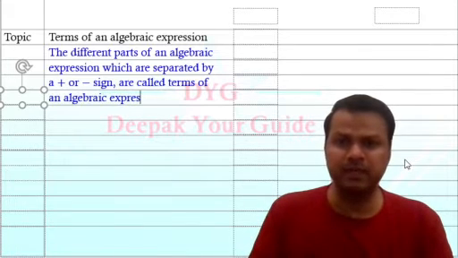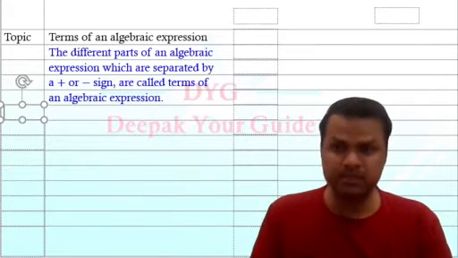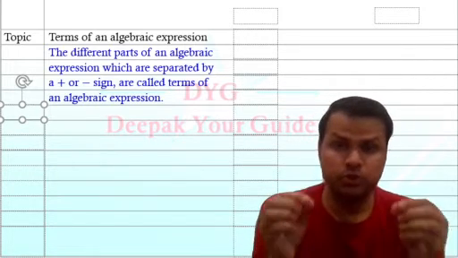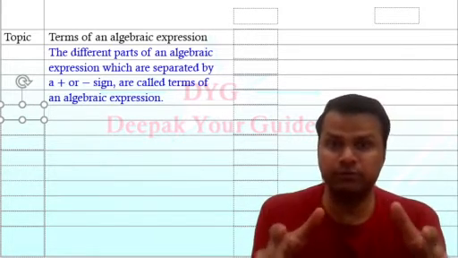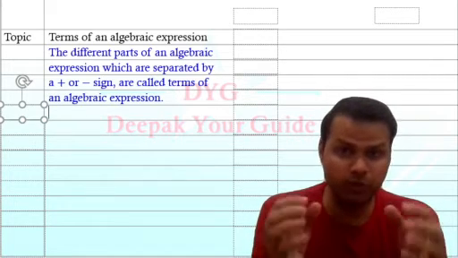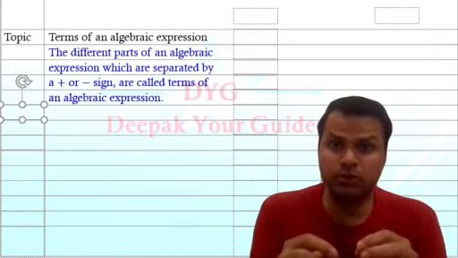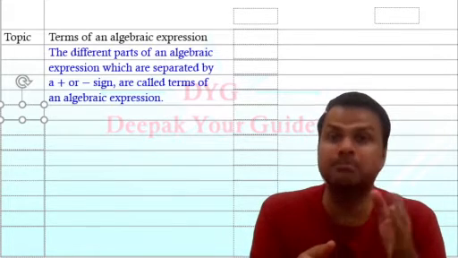So what does it mean actually? That means whenever you are looking at an algebraic expression, to identify the terms of the algebraic expression, you have to look only for a plus or a minus sign. So this plus or minus sign acts as a boundary.